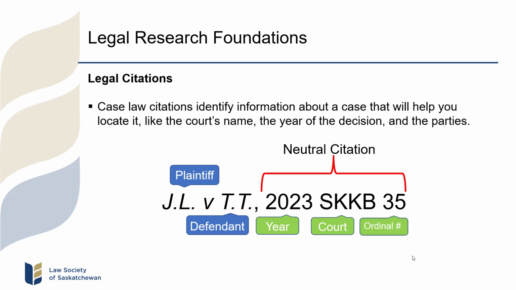On the right is a neutral citation, 2023 SKKB 35. 2023 is the year the court made its decision. SKKB is an abbreviation for the court level this case took place at, the Saskatchewan Court of King's Bench. This is followed by an ordinal number assigned by the court. Each level of court in Canada will have a 3 or 4 letter abbreviation to be used for the legal citation.